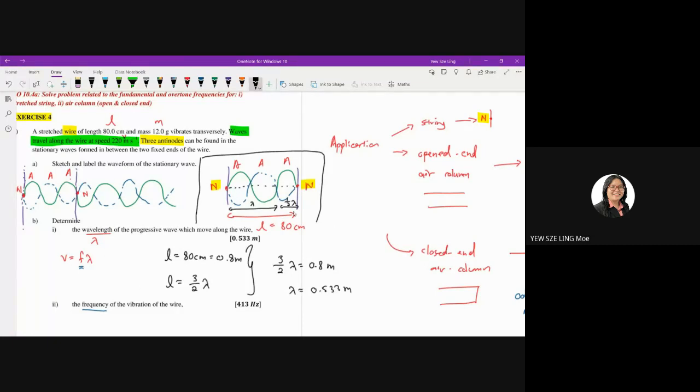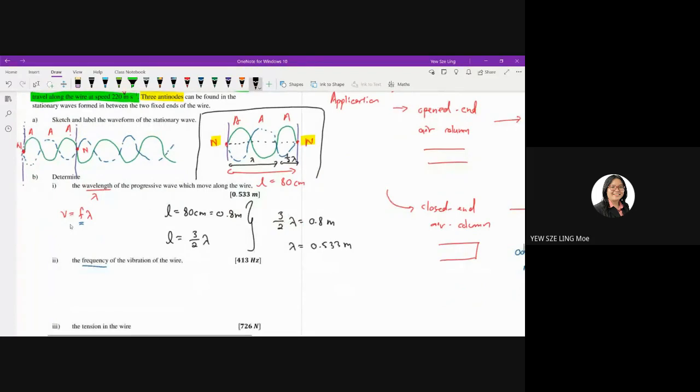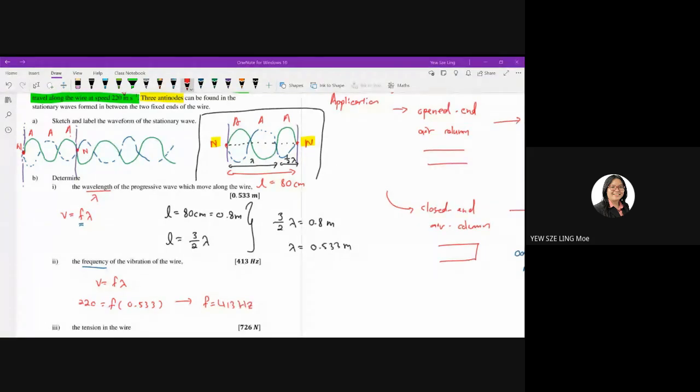Okay, so now that I have lambda, I can then proceed to question number 2. Determine the frequency of the vibrations of the wire. So v = fλ, given v equals 220, and λ obtained is 0.533. Rearrange the equation, I then obtain f equals 413 hertz.